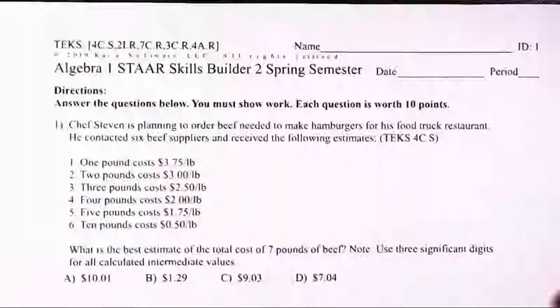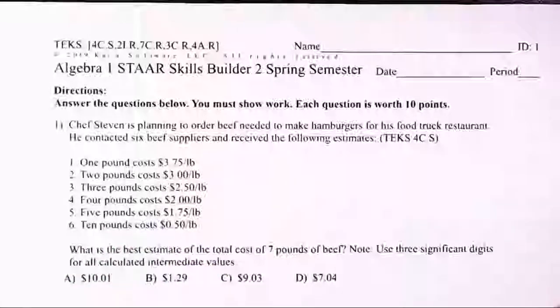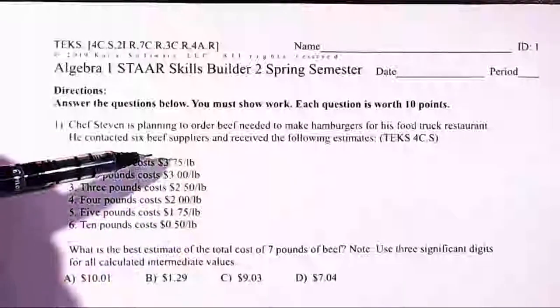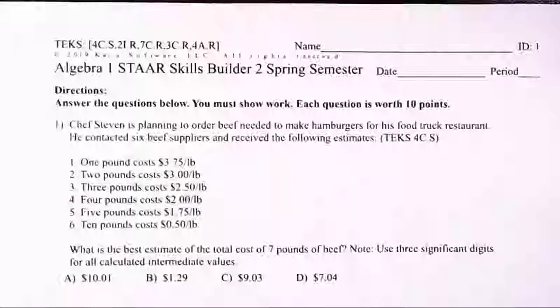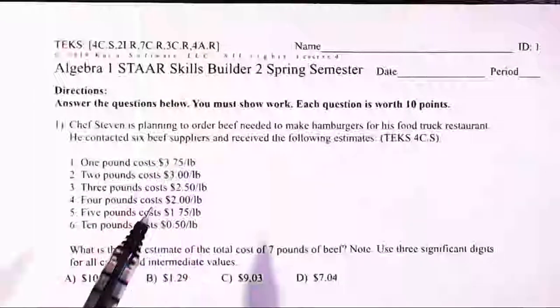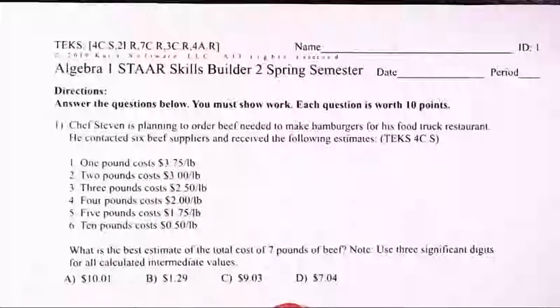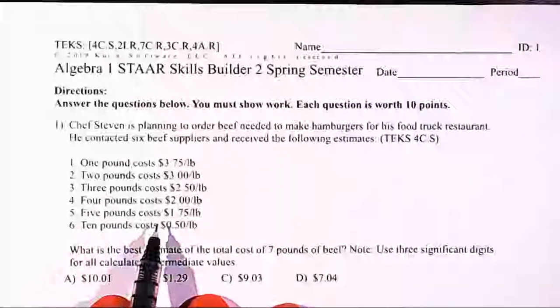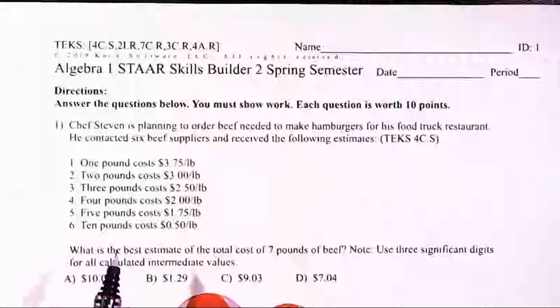1 pound costs $3.75, 2 costs $3, 3 pounds $2.50, 4 pounds $2, 5 pounds $1.75, and 10 pounds is 50 cents. All of these prices here are per pound. Make sure you keep in mind that this number here, $3.75, that's for 1 pound, per pound. And for 10 pounds, each one of those pounds costs 50 cents for this line here.